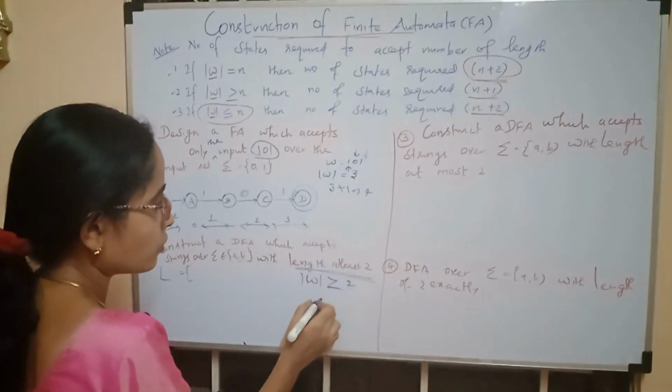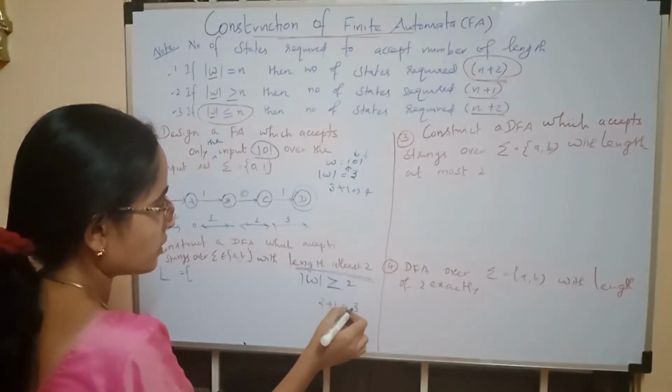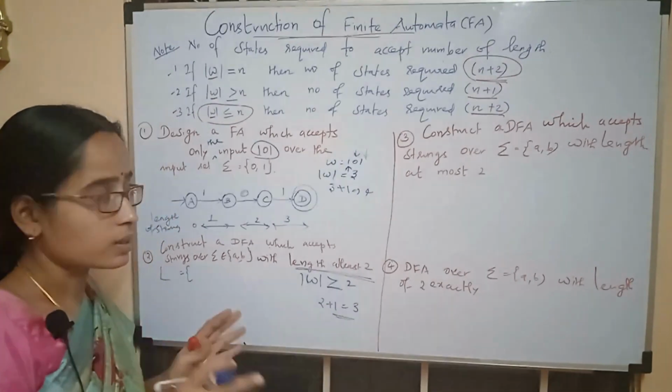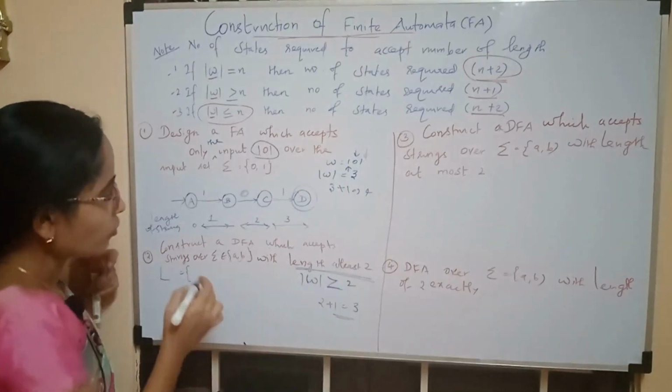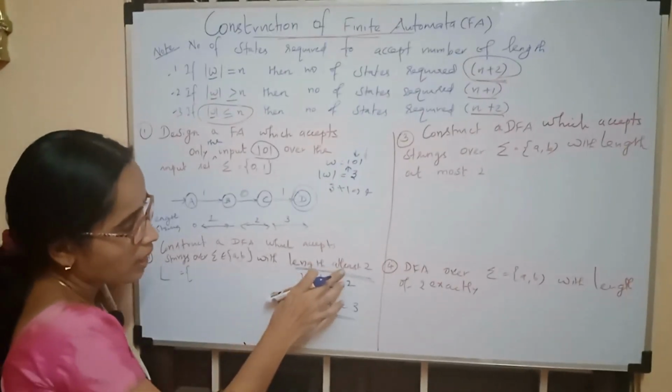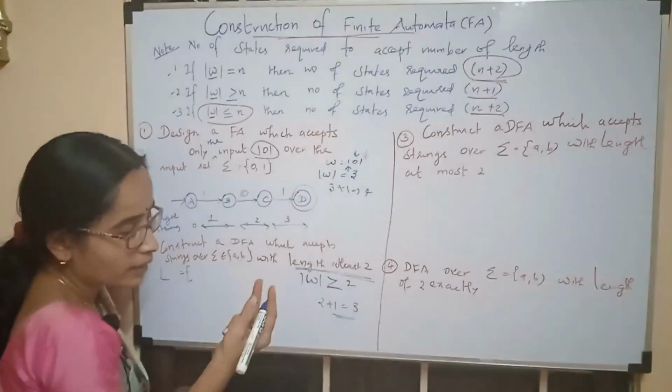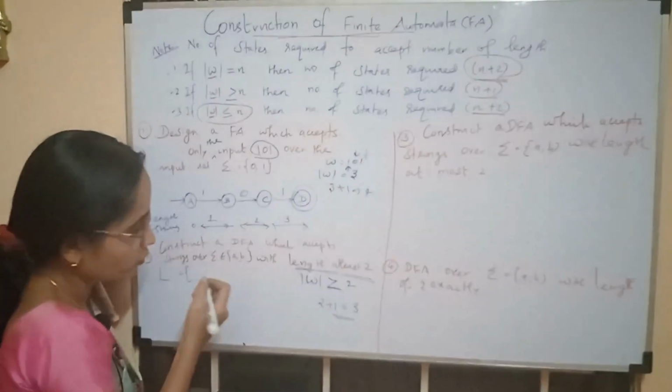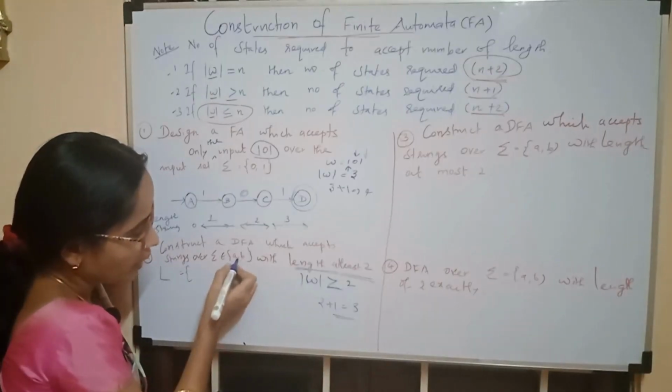So here 2 plus 1, you will have 3 states, right? So you find out what the 3 states are. But before that, you try to form the collection. First of all, you have to frame the strings of at least length 2, so starting from length 2. So you have a comma b.